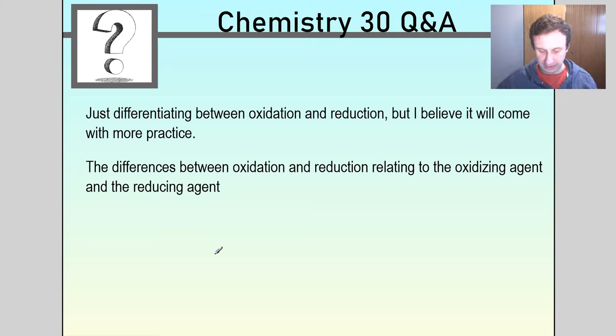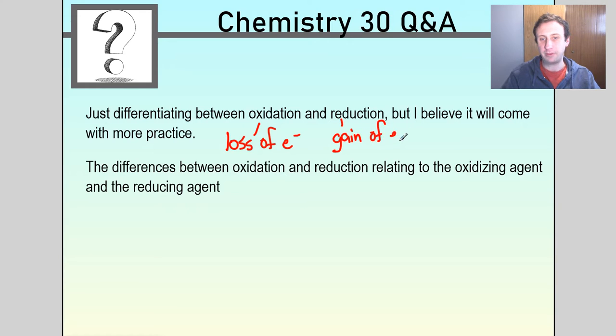Okay, so the first question that came up is confusion about differentiating between oxidation and reduction, but I believe it will come with more practice. It will, but this is definitely the backbone of the whole next two chapters. When I go through this in my mind, it's not completely simple. I actually have to think through it as well and think, okay, Leo the lion says grr, so loss of electrons means oxidation. So again, this is loss of electrons, and reduction is gain of electrons.